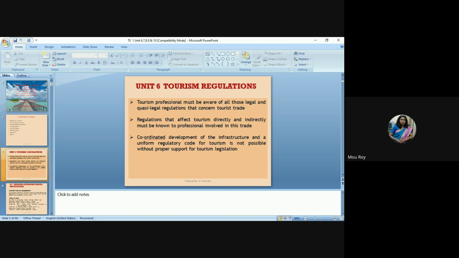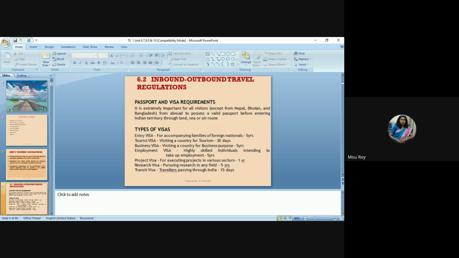So, coming to tourism regulations, when we are in the profession of tourism and hospitality industry, there are some legal regulations that are involved, and one should know about these regulations because they affect tourism either directly or indirectly. And first is about the passport and visa requirements. It is very important for visitors going from India to abroad. They need a valid passport before entering a country. Similarly, for visitors who are coming from abroad while entering Indian territory, either through land, sea, or air route, they need a passport as well as the visa requirements. Now, coming to the types of passports, usually there are four major types of passports.